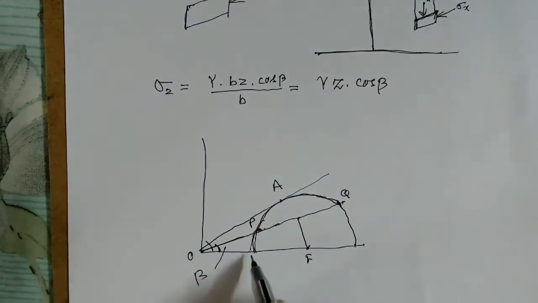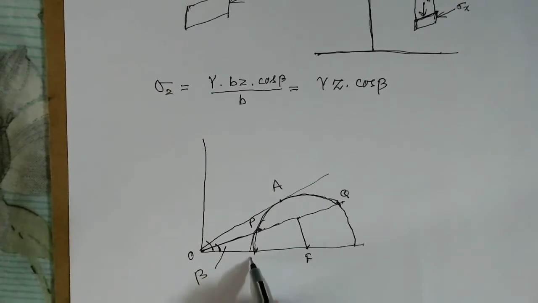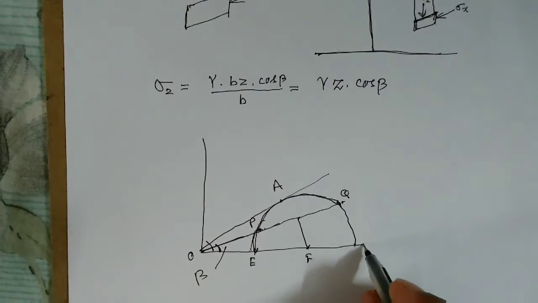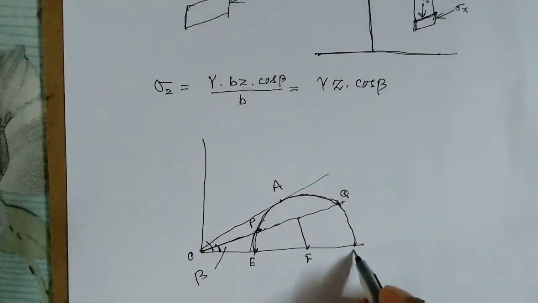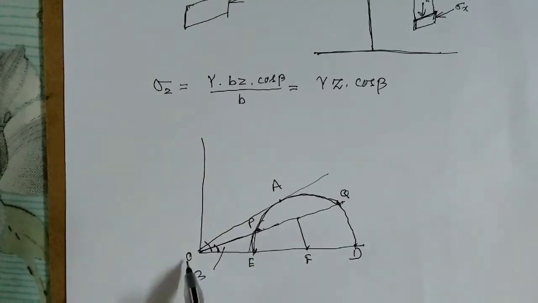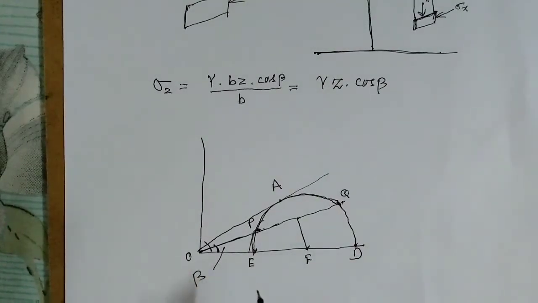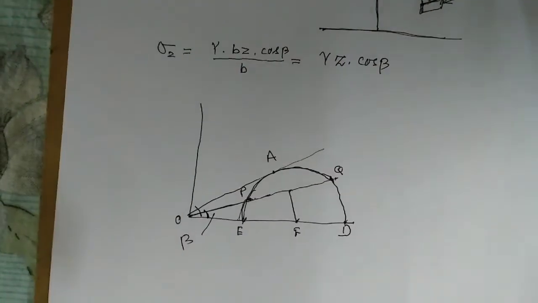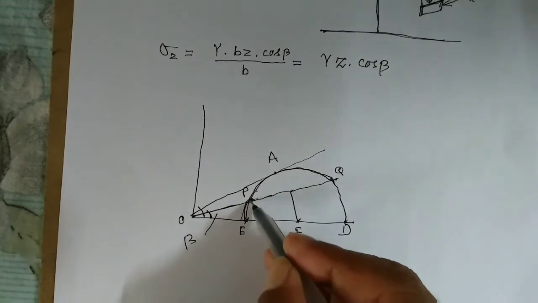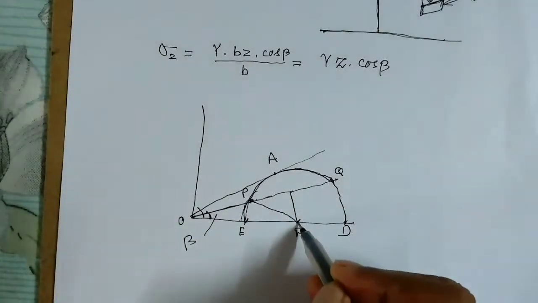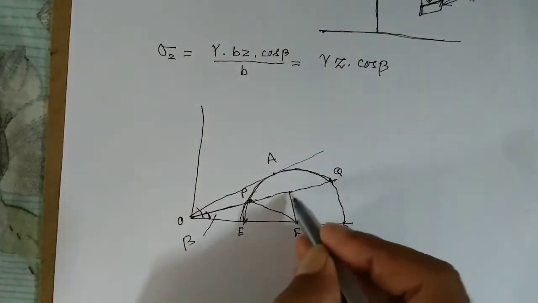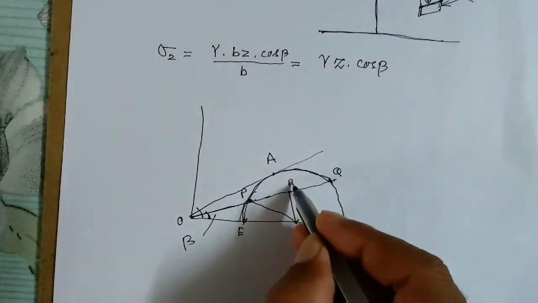Where the circle cuts the axis, it is E. And this point where it cuts at the major principal stress will be D. OD will be major principal stress, OE will be minor principal stress. Now, PF is the radius, and the point at which the perpendicular meets PQ, let it be called B.